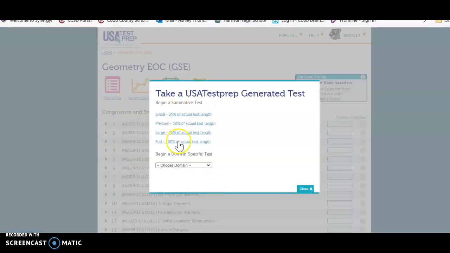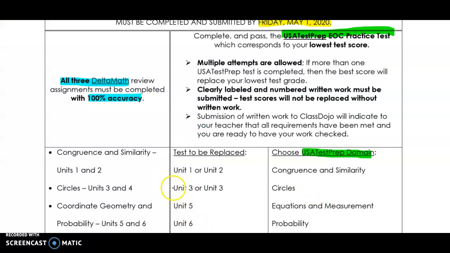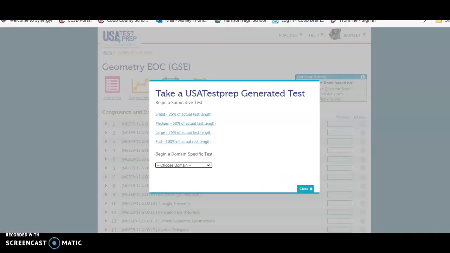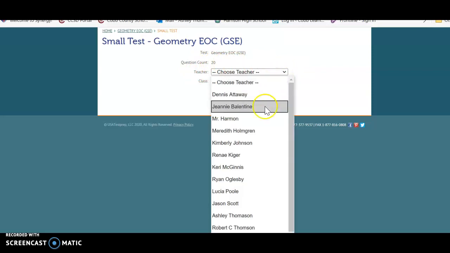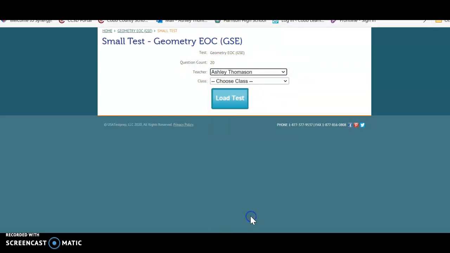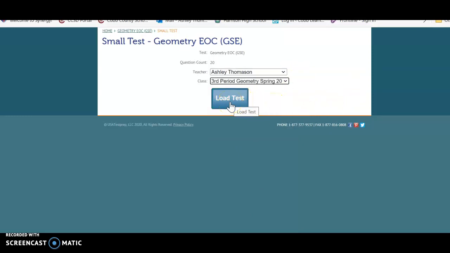And then before you click take the test, you're going to choose a domain. This domain is based on which test was your lowest test score, and that was back on the sheet that we looked at the beginning. So here, if Unit 3 was my lowest test, then I'm going to choose the domain of circles. So let's choose circles. And then after you choose circles, it's going to give you a question count of 20. And you're going to choose your teacher off of this list, and then choose your class period, and then load the test.